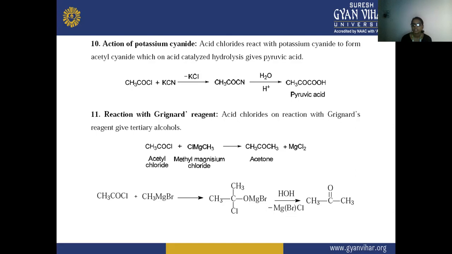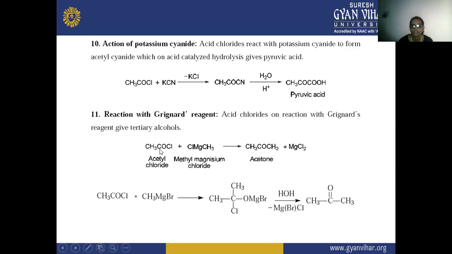So here you can see that this is your CH3COCl, which is your ethanoyl chloride, and this ethanoyl chloride, or acetyl chloride, is reacting with the methyl magnesium chloride, and there is a formation of this acetone. So how is it formed? It is formed like this.